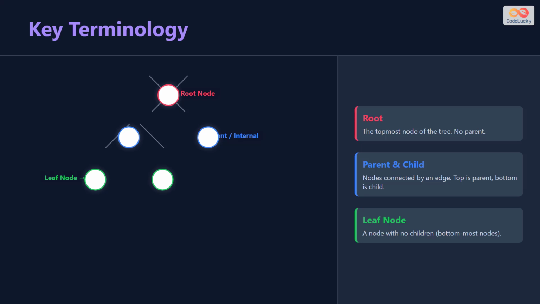To work with trees, we need to speak the language. The top node is the root. Nodes connected downwards are children, and the node above them is the parent. Nodes at the very bottom that have no children are called leaf nodes. You can also look at any part of the tree as a smaller subtree.